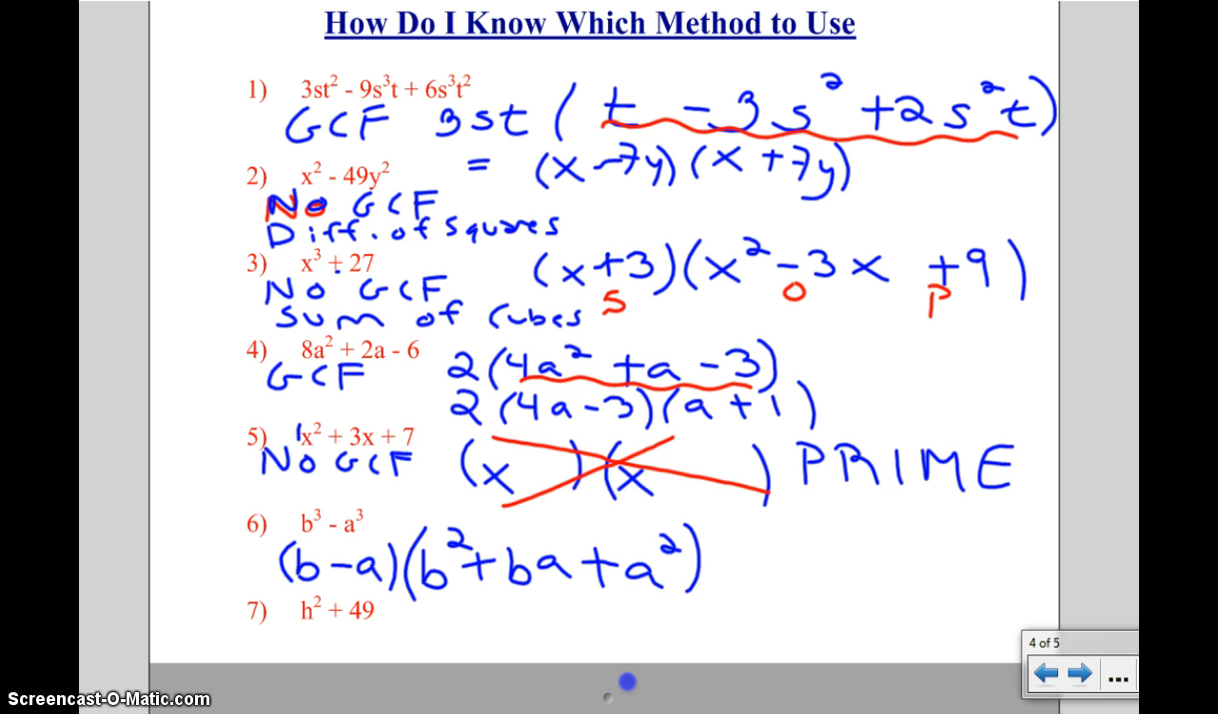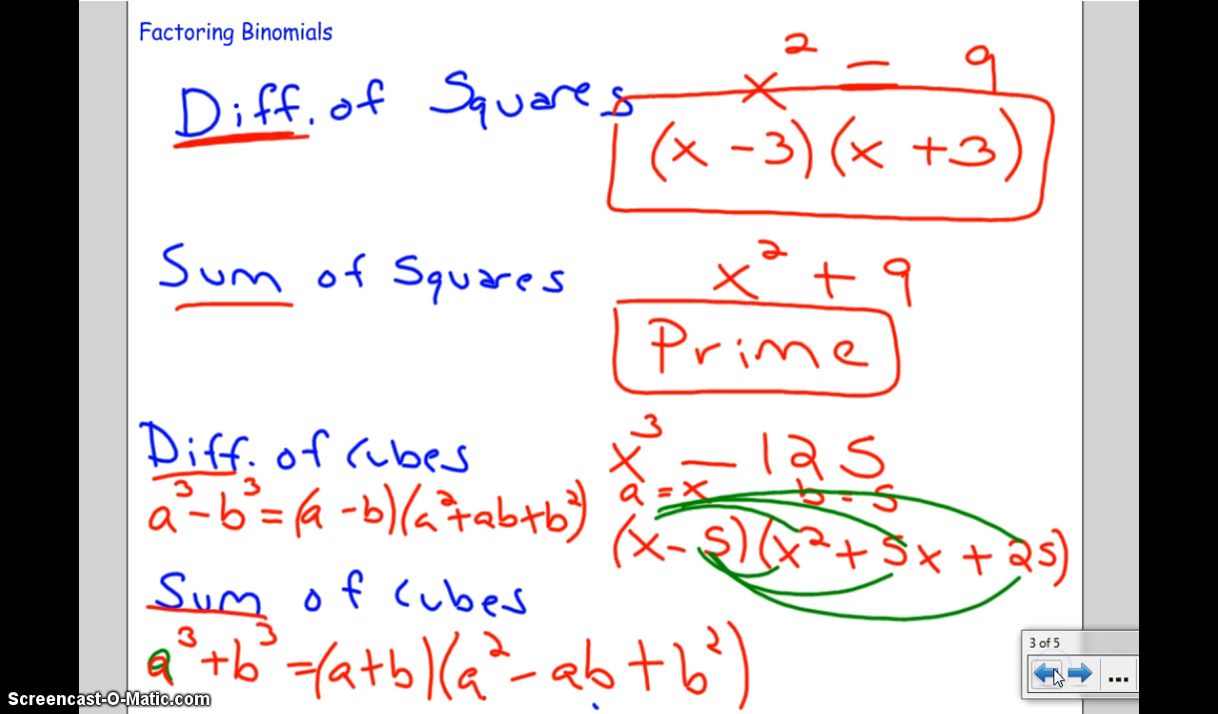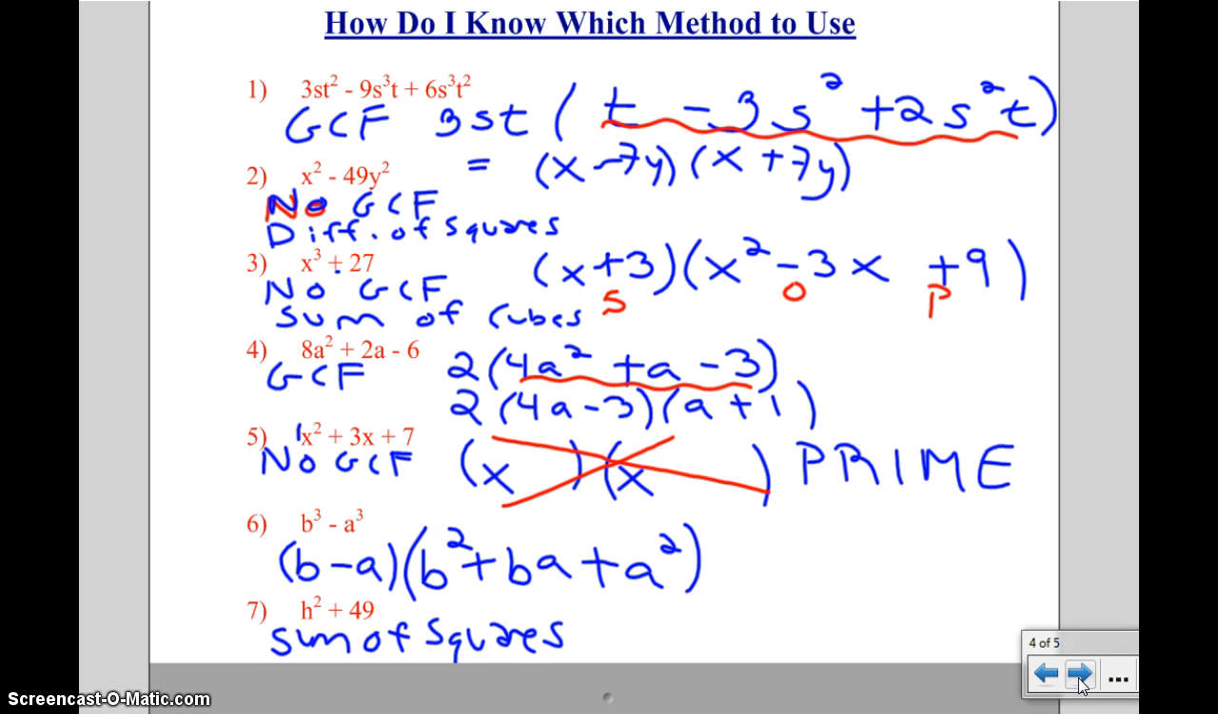For the last one, h squared plus 49, h squared is a square, 49 is a perfect square because 7 times 7 makes 49. So this is a sum of squares. And if you guys look back at your notes, we said a sum of squares is the one that is prime. So this one is prime as well.